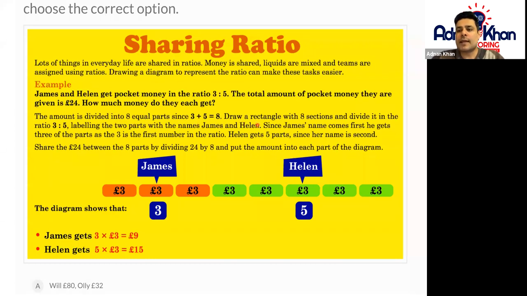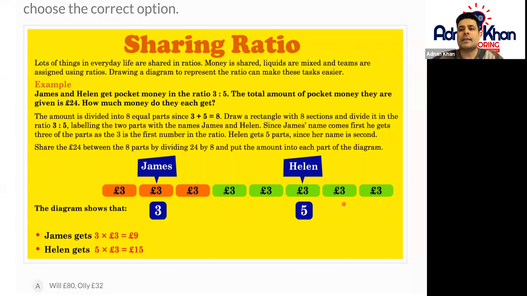You can also draw a rectangle with 8 sections and divide it in the ratio 3 to 5. So labeling the 2 parts with the names James and Helen. So there we go. We've got 1, 2, 3, 4, 5, 6, 7, 8 different parts. And because we know that James has 3 parts of the ratio, you've got 3 parts in red and they're labeled with £3 each. And then you have Helen that has 5 parts, which is 1, 2, 3, 4, 5. And they were all labeled with the sum £3 each as well.